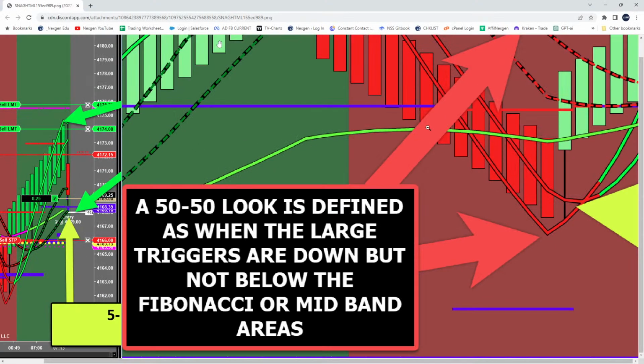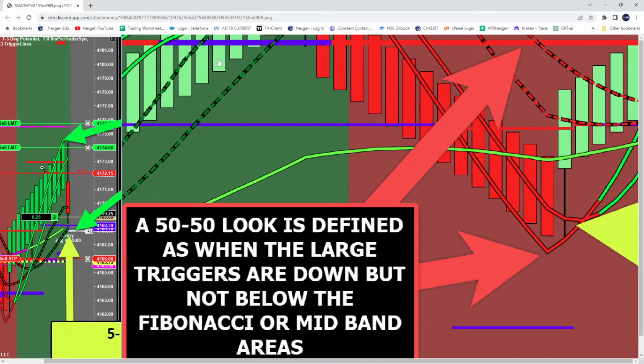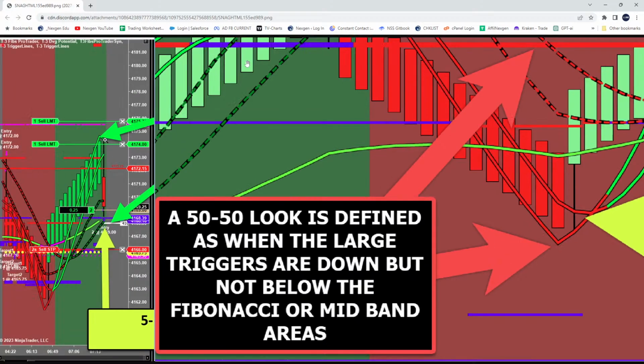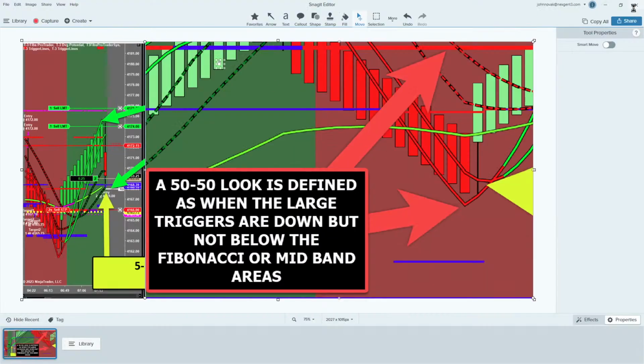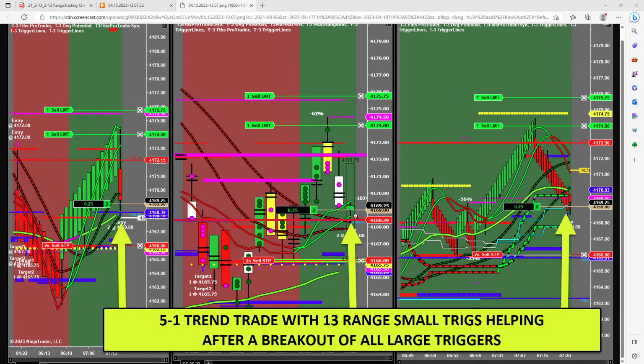So 50-50 is when small triggers are below the area, large triggers are above. So isn't this 50-50 over here on the left? Small triggers are above the area, large triggers are going up. Everything's up, but we're kind of straddling an area. Does that make sense? Maybe the word straddle helps. So it's 50-50. Everybody cool with this? And the only reason I took it is because my rules say if the 13 range chart small triggers are helping, go ahead and take it. See what happens.